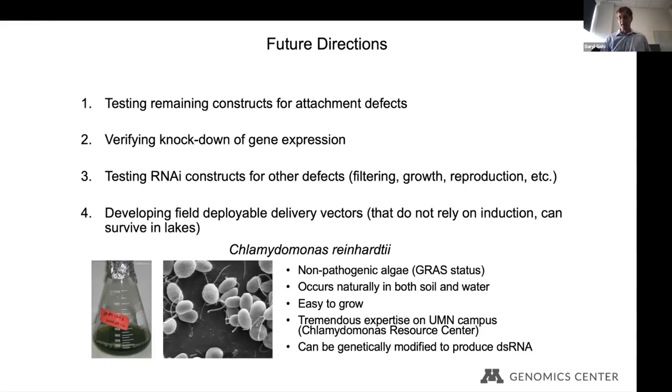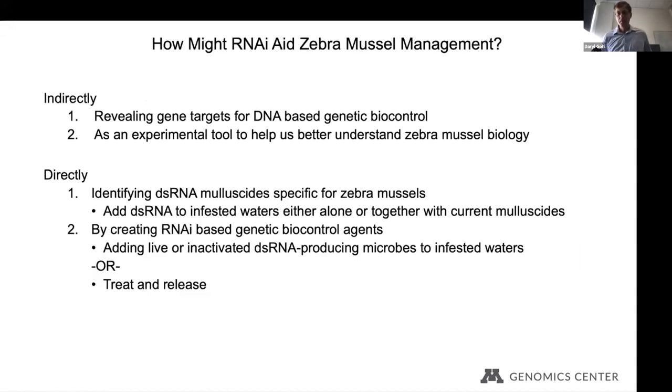There's a lot of expertise here on the University of Minnesota campus in working with this algae. There's what's called the Chlamydomonas Resource Center, which has lots of different strains of algae. And importantly, they can be genetically modified to produce double-stranded RNA. So we think, in the long term, using something like this, which is a more natural food source for zebra mussels, and which we can still use to produce these double-stranded RNAs, might be a better way of delivering it.